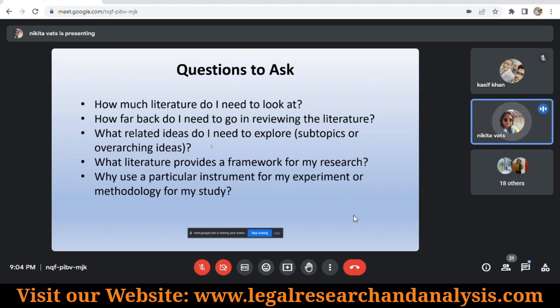How far you need to look back depends on how much is required for your topic. For example, if somebody is working on artificial intelligence, it would be very easy for that person, because artificial intelligence is something very new. I hope you are able to understand the difference. Yes, ma'am. So it just depends on your research how far you need to look back.